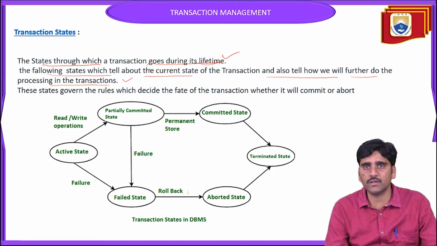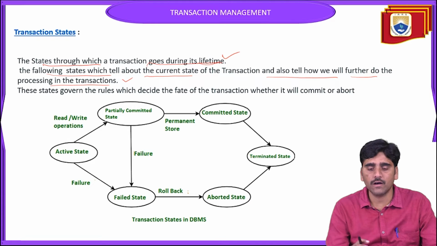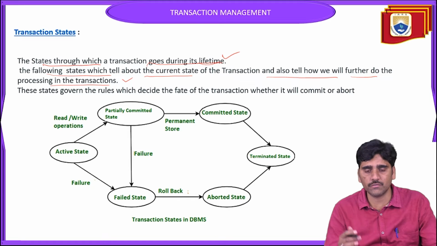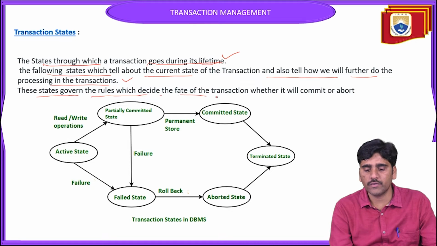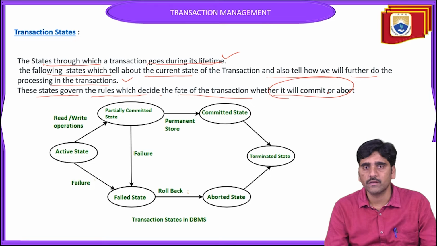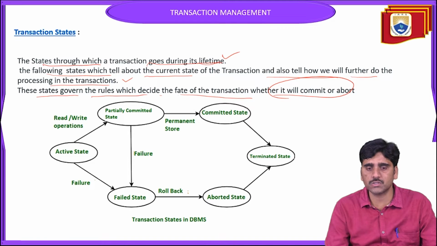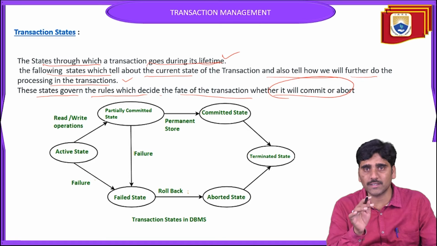So the transaction states decide the current situation or current state of the transaction, and they also display the next, future desired state. That means the transaction stores the information about the current state and also shows the next or future situation of the transaction. These states govern the rules which decide the fate of the transaction, whether it will commit or abort. It follows some rules and principles to complete the transaction. In which state the transaction is happening, in which state it has failed, in which state it is completed, the states always describe the transaction behavior.